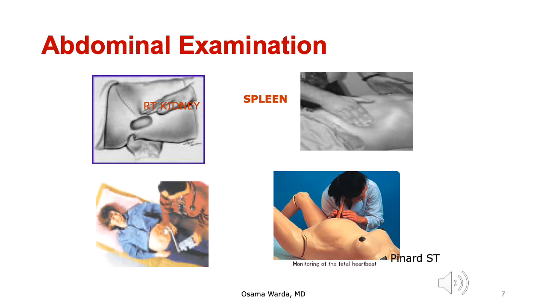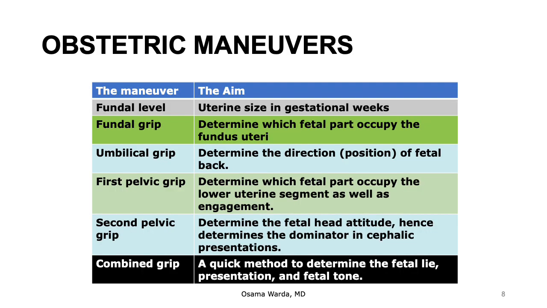These are examples for abdominal examination: abdominal examination of the spleen, abdominal examination of the renal angles, and the auscultation of the fetal heart sound using the binaural stethoscope, the old method, or we may use the Doppler machine for auscultation of the fetal heart rate.